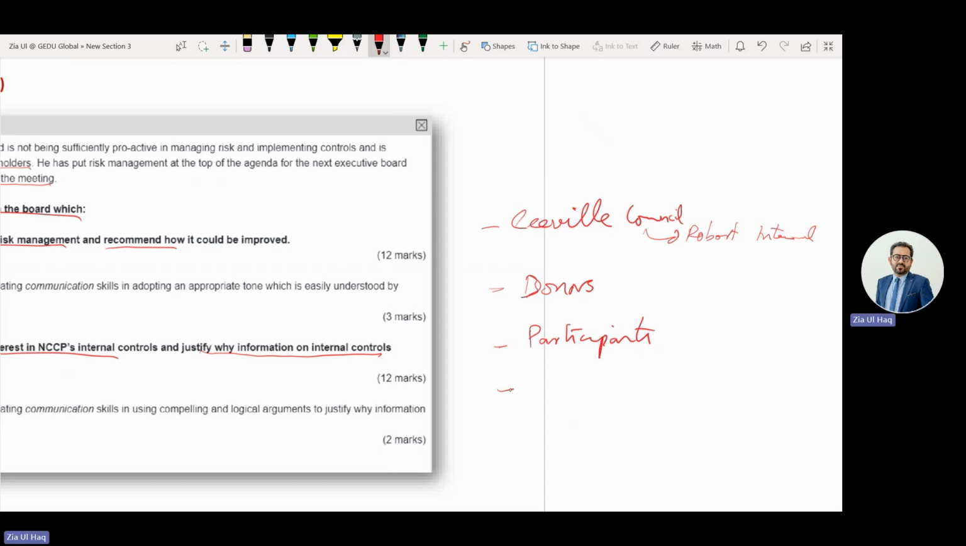What else? Who are the external? Board of trustees are external? They are not sitting within the organization. They are external. No, they are internal, the board of trustees. Okay. Who else could be external?